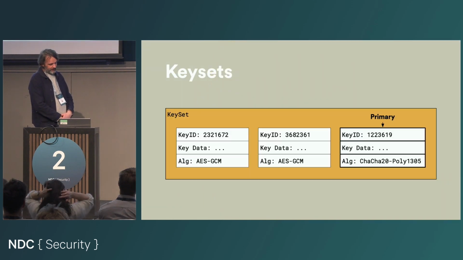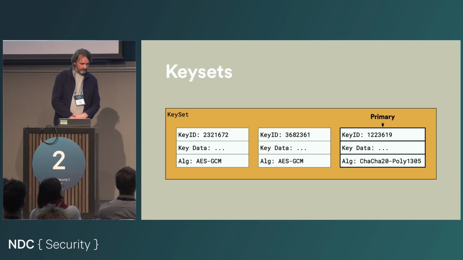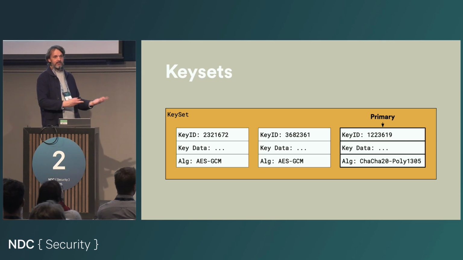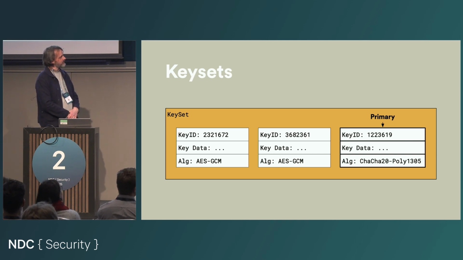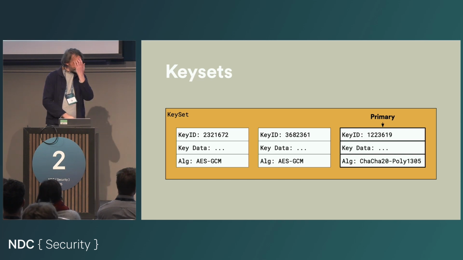And so this is what key sets do in Tink. So a key set, as the name implies, is just a set of keys that are going to be used for some purpose, like encrypting messages or signing messages or something. And each key in the key set has a bunch of metadata associated with it. And one of those fields, I think it's actually called type rather than algorithm, tells you what algorithm that key is used for.